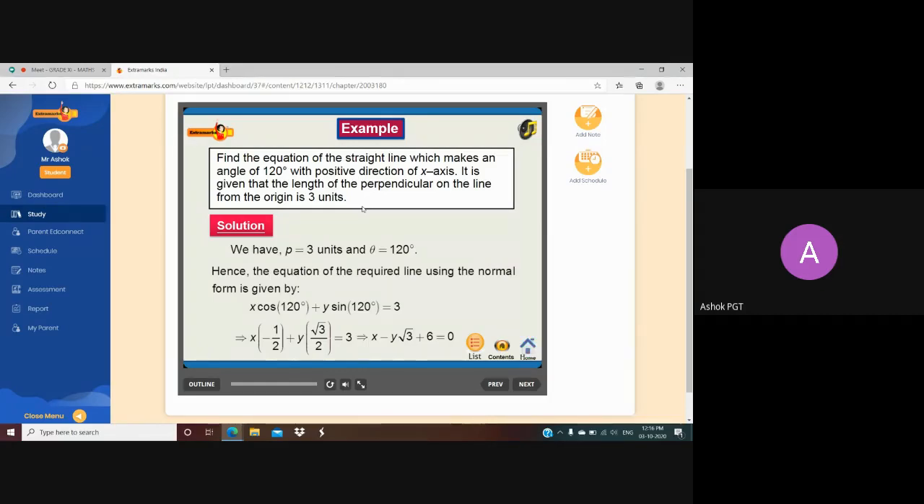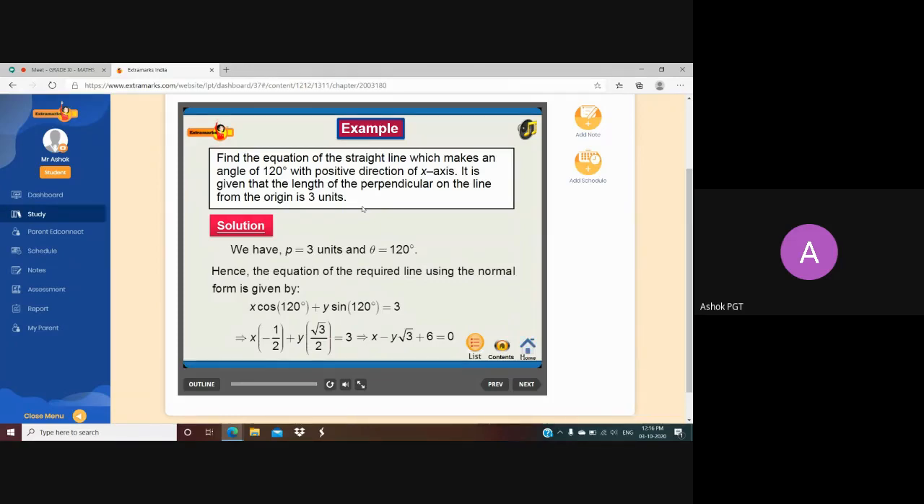Students, can you hear me? Okay. This is a wrong answer, ma. Wrong answer because, thank you, students. You just listen. I'll read the question. You just observe it carefully. Find the equation of the straight line. So we need to find out the straight line equation.